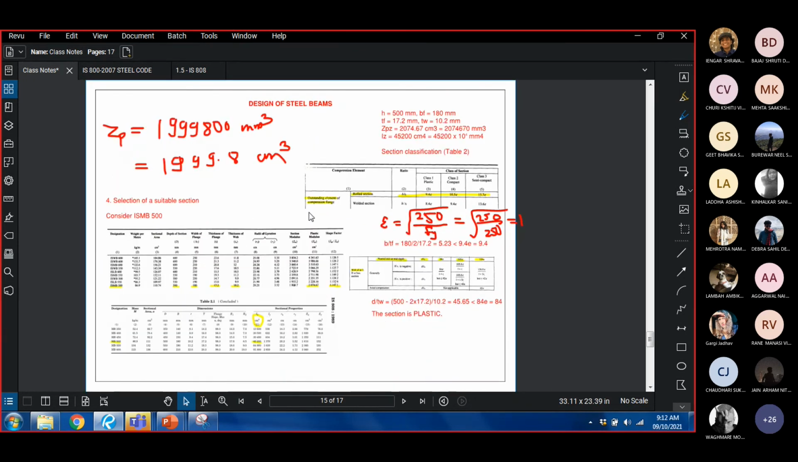So what you do in that case? See, normally all the hot rolled sections are either plastic or compact, and in very rare cases semi-compact. So the possibility is very less that you will get a semi-compact or a slender section. That is one. And just in case you are not able to prove that the section is plastic, you get a semi-compact or you get a slender section, what you do is you go back here.